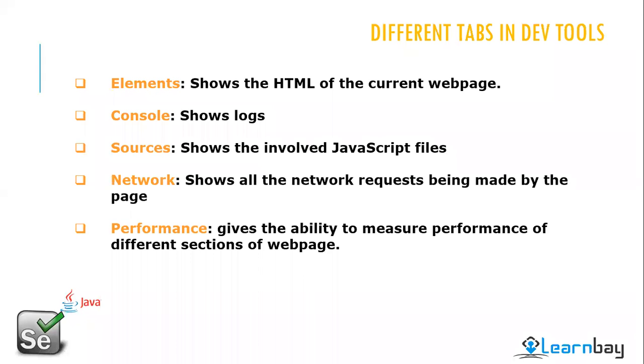Sources basically shows the entire page object or the page source. Network shows all the network requests that you are sending to the page. Performance basically gives you a performance measure of the page.